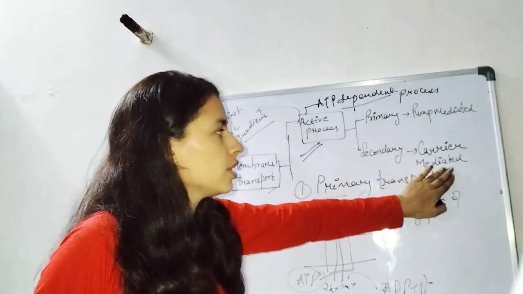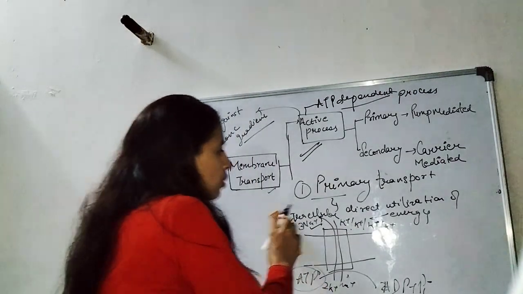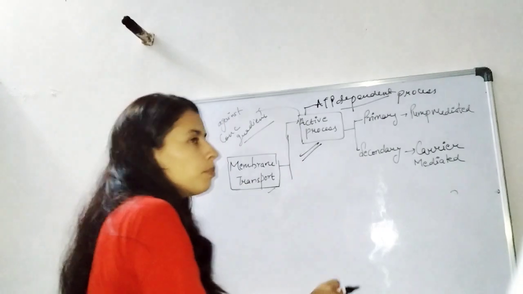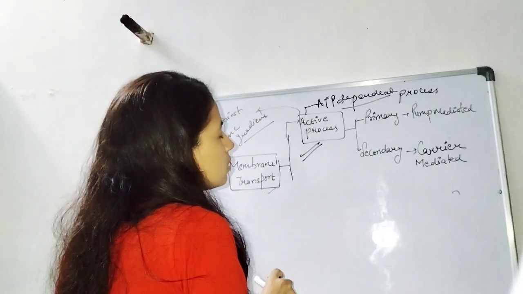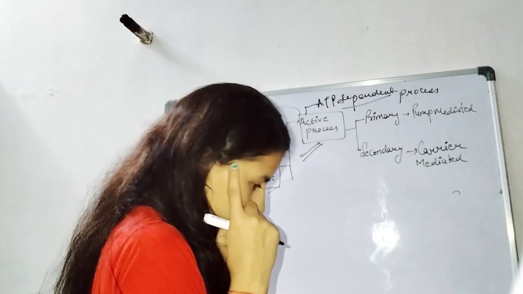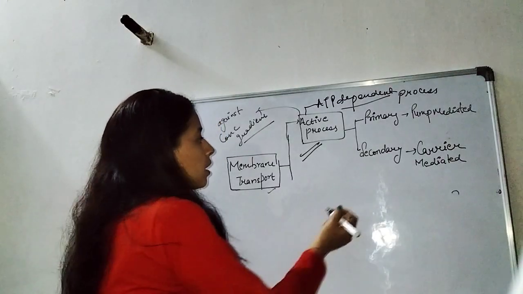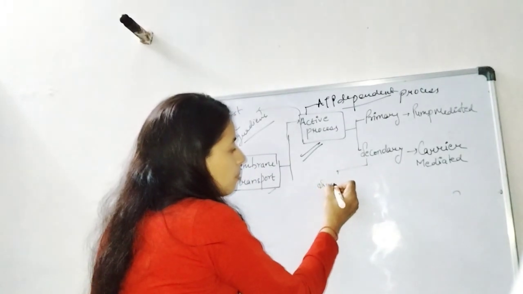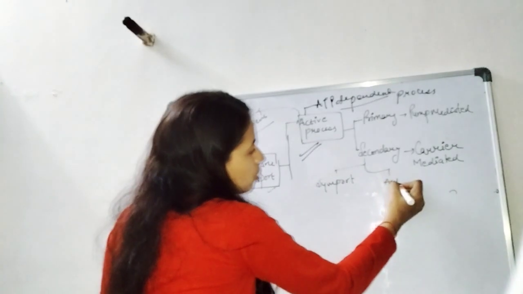Secondly, there is secondary active transport. Here we call it carrier mediated transport. Most important examples of this are the sodium proton pump and sodium glucose transport. It can be symport or antiport transport.